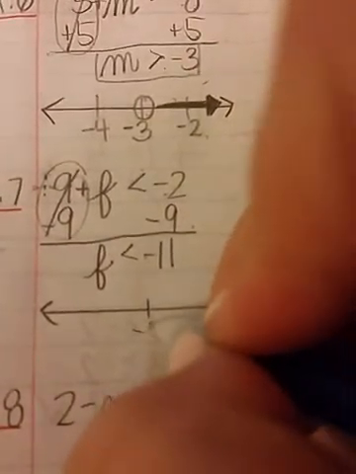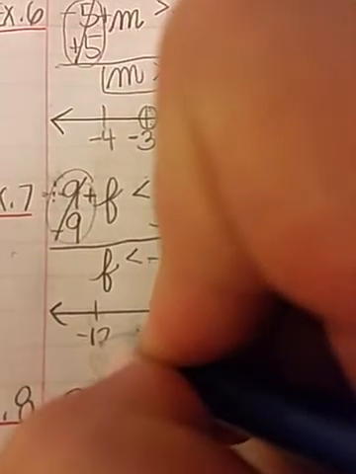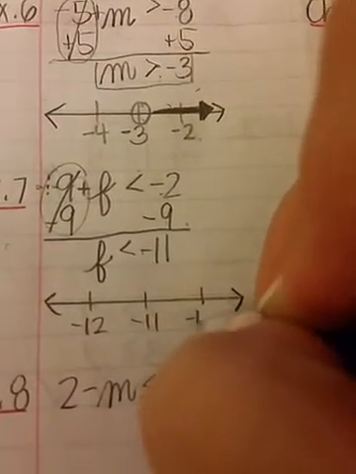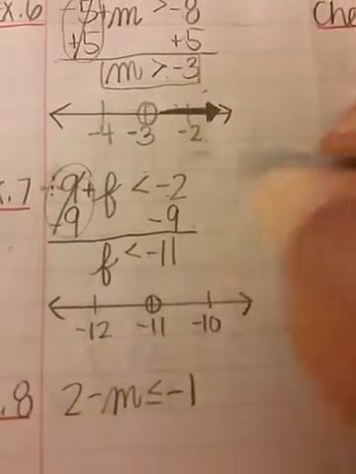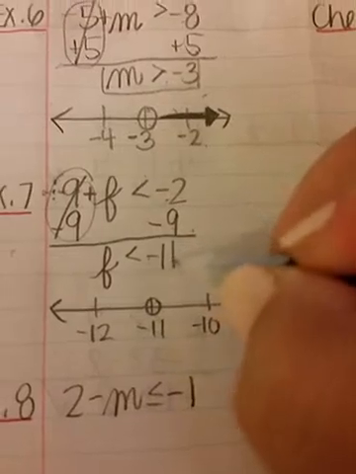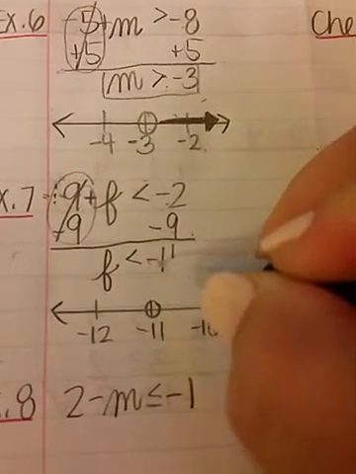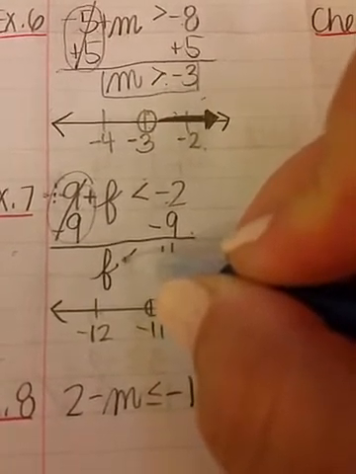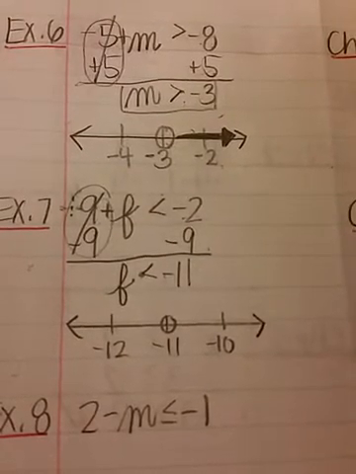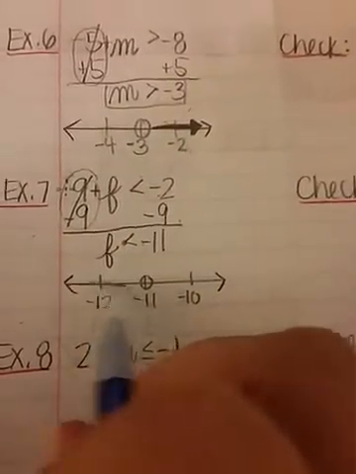is less than -2 minus 9, which is -11. -11 goes in the middle, -12 to the left, -10 to the right. Open circle because there's no greater than or equal to sign. And we have -11 and our point is towards the left. So our arrow goes towards the left.